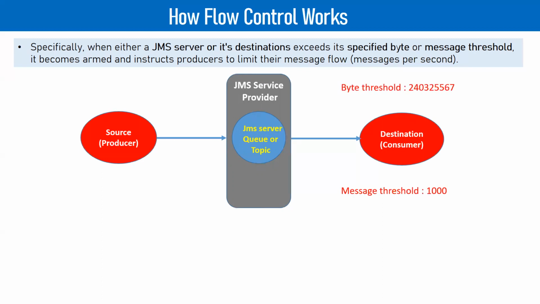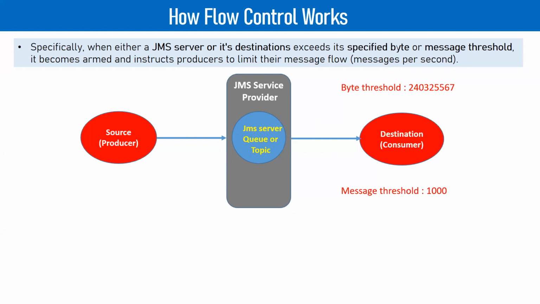Suppose that, as I said, we are going to define a threshold. Suppose there is a byte threshold of 240325567. This is in bytes, right? If I convert this to kilobytes, it is 240325 KB, and if you convert it to MB, then it is 240 MB.